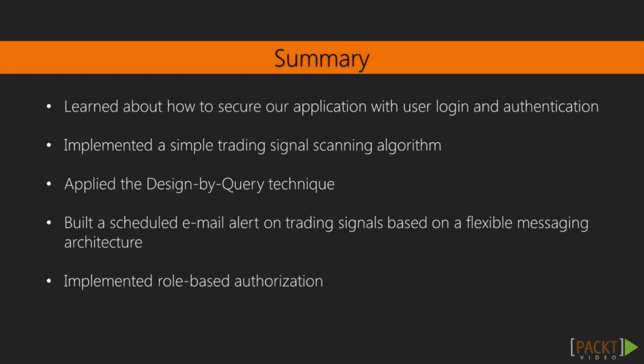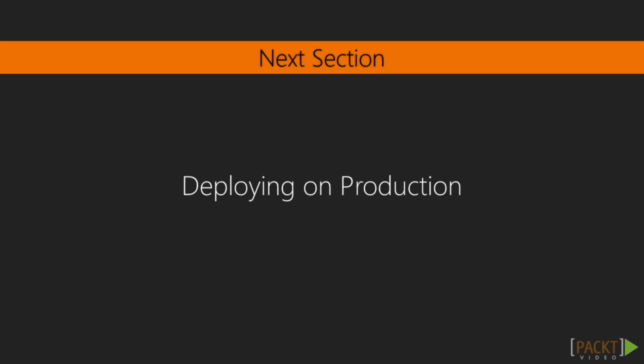We implemented a simple stock trading signal called bullish engulfing to look for trading opportunities. We also applied the design by query technique to save data to two similar tables, signal history and signal per day. Signal history is used for an online function, while signal per day is for a background job that sends out email alerts on a regular basis. Finally, we implemented a role-based authorization mechanism for users of different roles. In the next section, we'll finish Cassandra WebTrader and make it ready to be deployed to production.